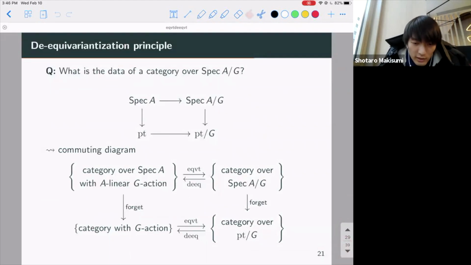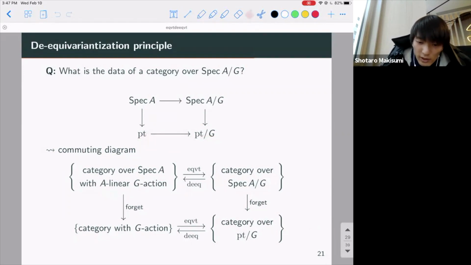So now let's ask a slightly harder question. What is a category over spec A mod G? So A is a commutative K-algebra with a G action. From this, you can pass through a commutative diagram like this. Let me slowly explain this. This bottom row is exactly what we had on the previous page. So there's a correspondence passing from a category on point mod G to a category on point with a G action.